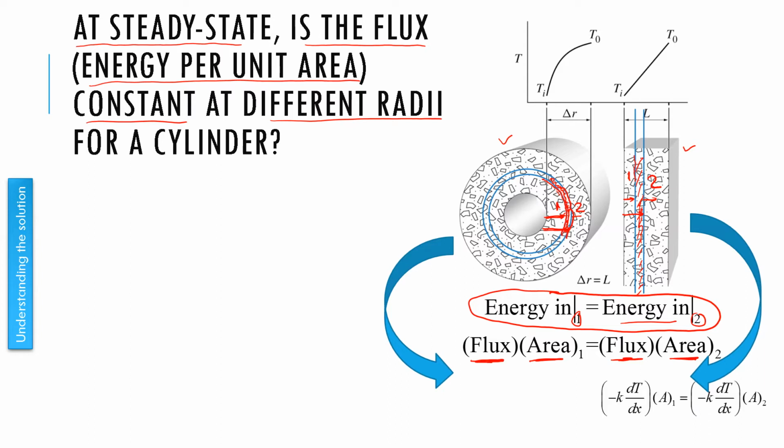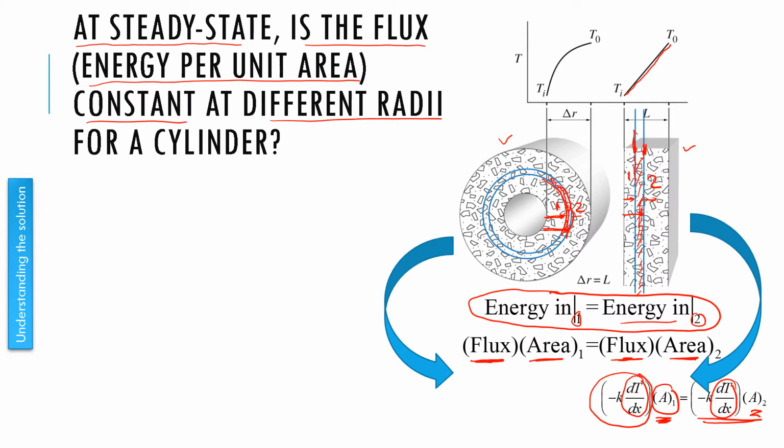So let's do the slab first. In the case of slab, the flux is minus k dT/dx times area at 1 and the same at 2. Now for slab, the area at 1 and 2, that's area here and area here, are the same. So dT/dx would also have to be the same. In other words, temperature profile would be linear. Not so for a cylindrical shell.